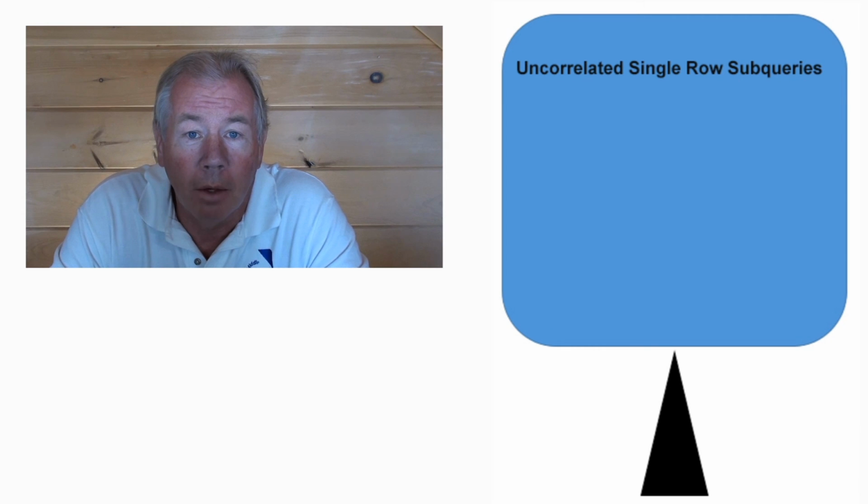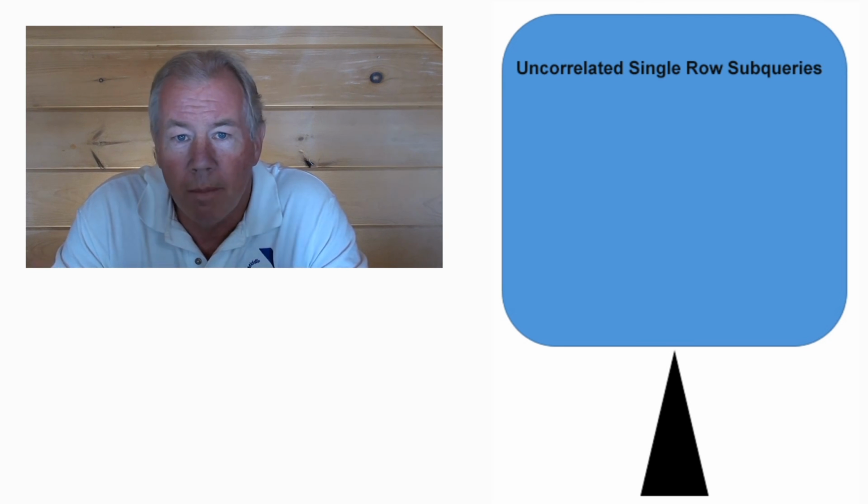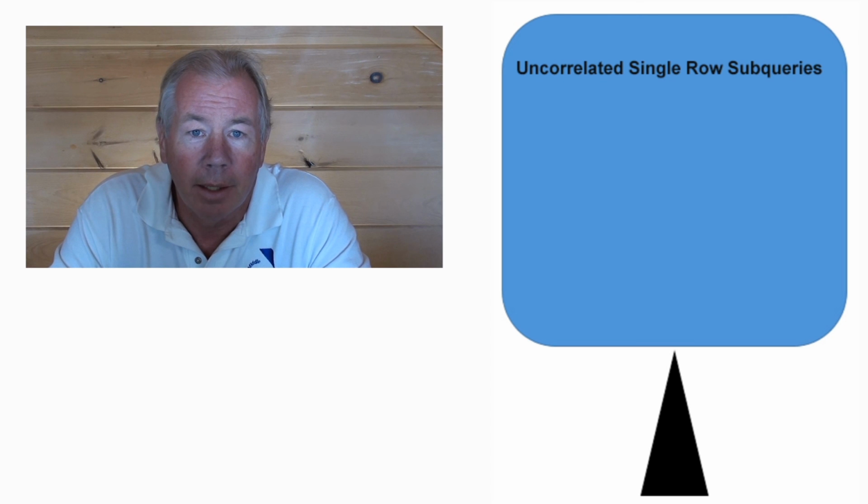What did we learn? First, we learned about simple single-row uncorrelated subqueries. Give me the average or the min or the max in the subquery and then do some comparison against it in the outer query. Very straightforward, very easy. Never going to kill your box, so life is all good.